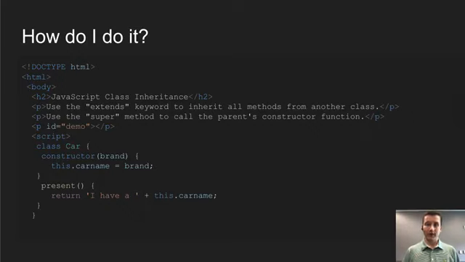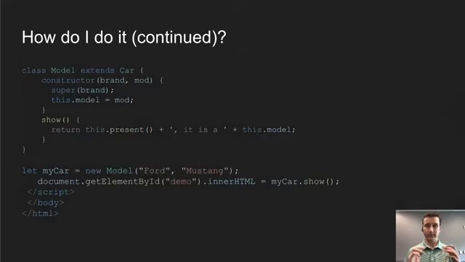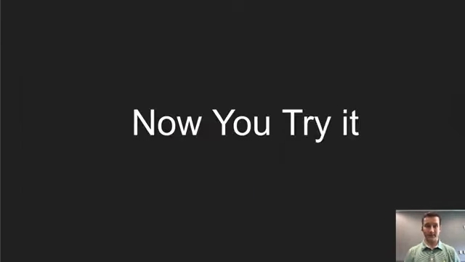How do I do it? Take this example and add a new property to show the style of the car. Here we have the model. It takes in a brand, mod, which is the model, and then it calls the super, which is the super constructor, which is the object that we're inheriting from, which is the car, and we're passing in the brand. So modify this to use this to add a style to the car. Give it a shot.